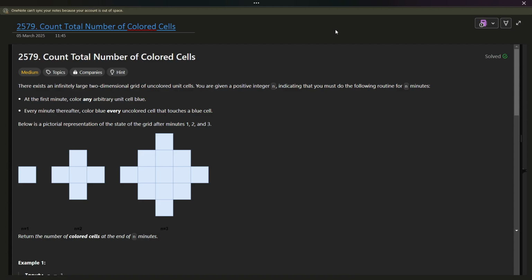Okay, so hello everyone. Today we will be solving LeetCode's POTD, which is Count Total Number of Colored Cells, and the question number is 2579. The problem is marked as medium. So now let's see what the problem is all about. Let's read the description first.